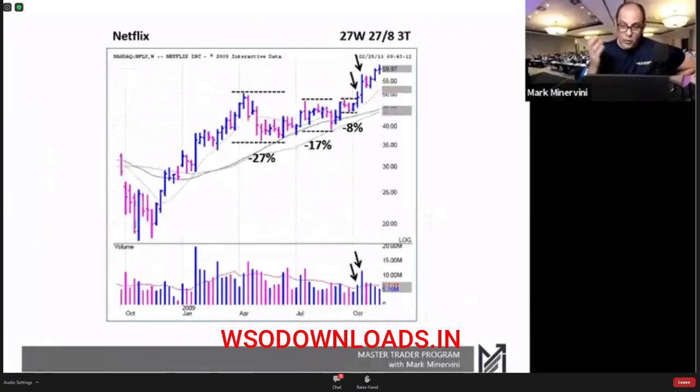Now, again, like I said, you can look at this on a weekly. Here's a weekly, 27 week, 27 by 8, 3T. So the first decline's 27%, the second one's 17, the final one's 8. So now it's ripe. And you can see the volume comes in, and then it comes out nice and strong on the breakout, coming out of a nice, well-formed base. This is the Netflix chart, just on a weekly chart.